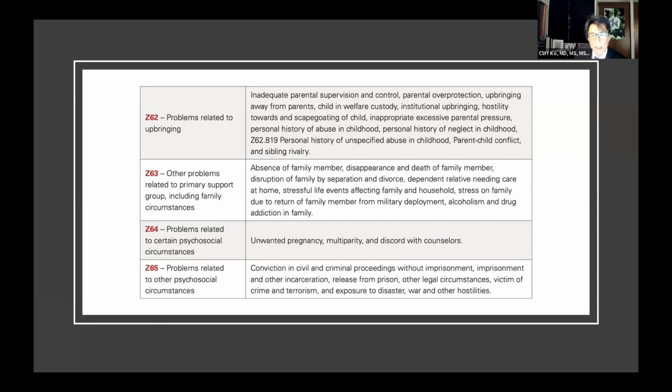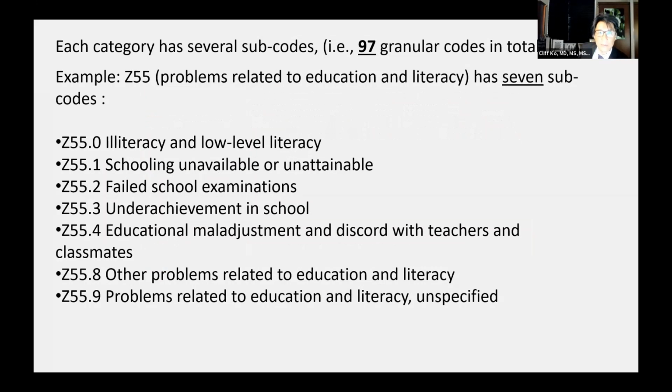So this was done by CMS with a host of experts on the panel, a lot of the who's who and thought leaders, in bringing this together and validating these definitions and tools. Next slide, please. And it gets even more granular. Each of these 9 categories has subcodes. Altogether, the 9 categories and all the subcodes make 97 granular codes in total. As an example, Z55, which is related to education and literacy, has 7 subcodes: Z55.0, 1, 2, 3, 4, 8, 9, and you can see what they are here.